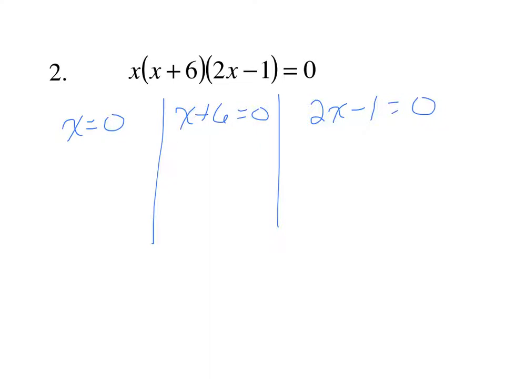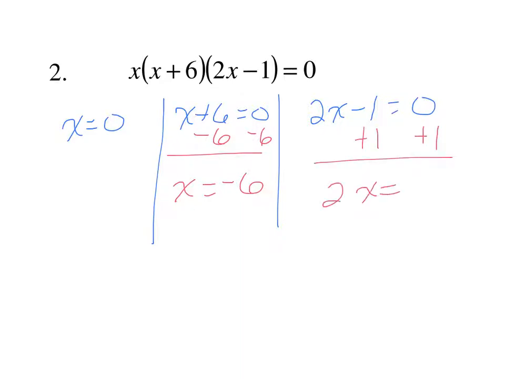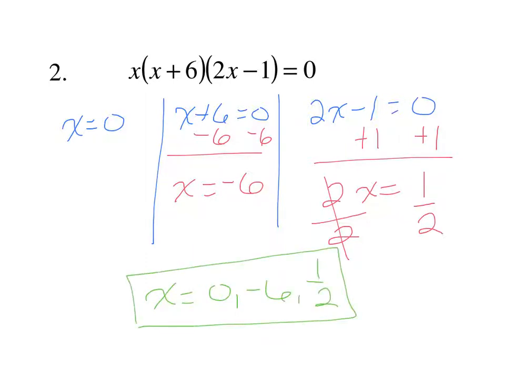This is already solved, so we don't need to do anything there. This one we're going to solve by subtracting 6. So x = −6. And here we have 2 steps. First, add the 1. So 2x = 1. And secondly, divide by the 2. So our solutions are x = 0, −6, and 1/2. 3 solutions this time. The 3 solutions come from having this extra factor here.